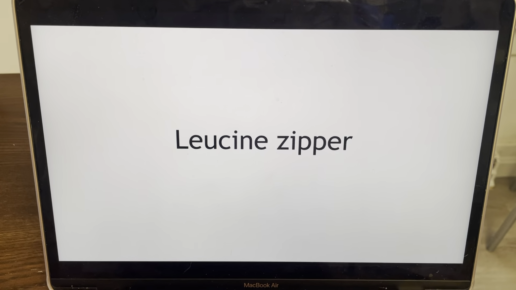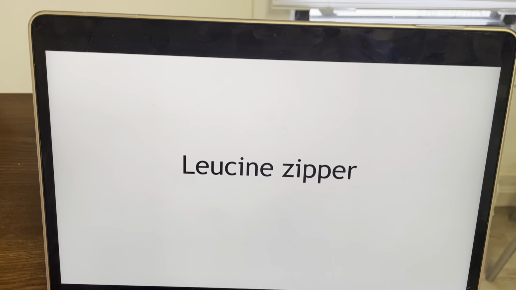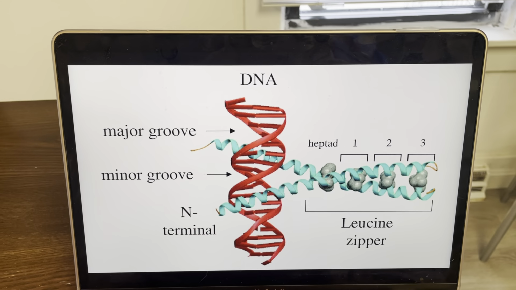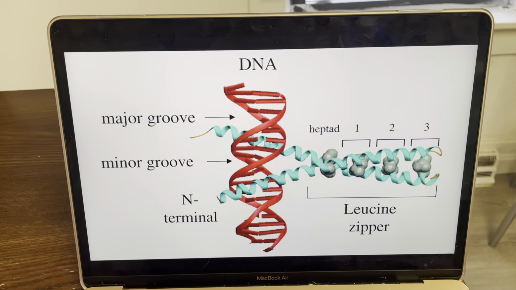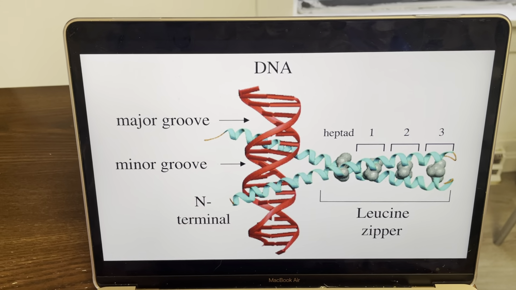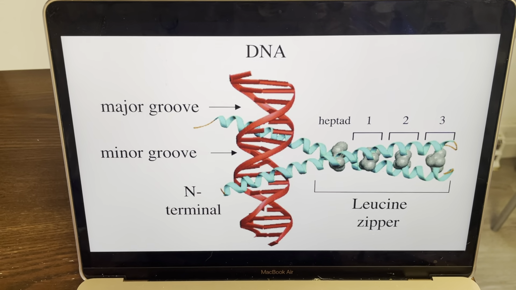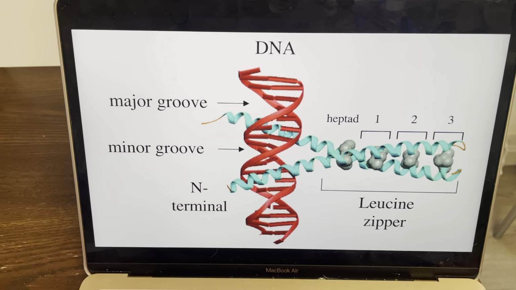I have a couple slides here. This first slide is that picture of the process of the double helix and the leucine zipper that we have to discuss. So, a little about this.